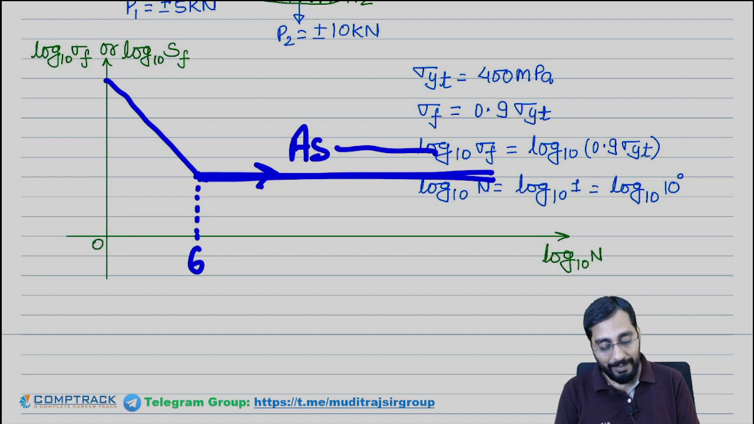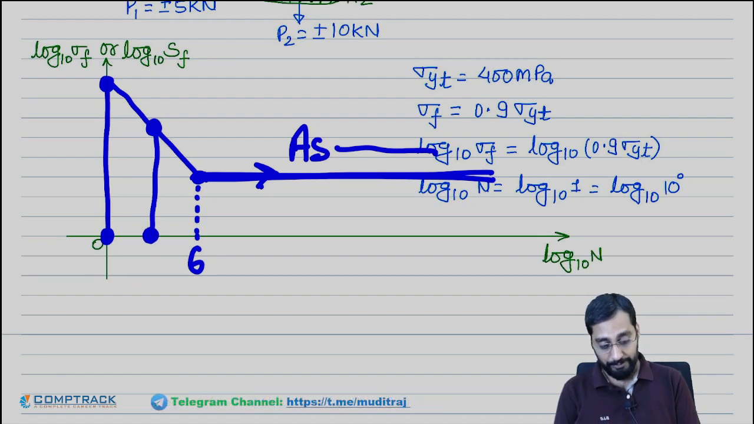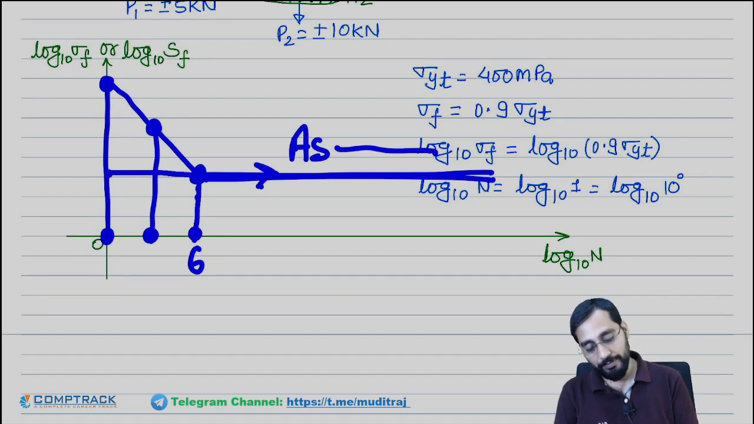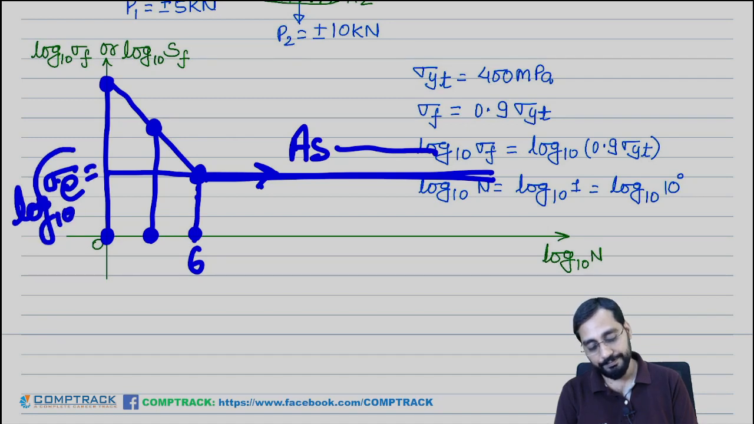Means if you apply this stress, the number of cycles is less. If you apply this stress, the number of cycles is a little more. If you apply this stress, the number of cycles is 10 to the power 6. So this will actually correspond to sigma e. So this will be log 10 sigma e. So this will be the endurance strength.